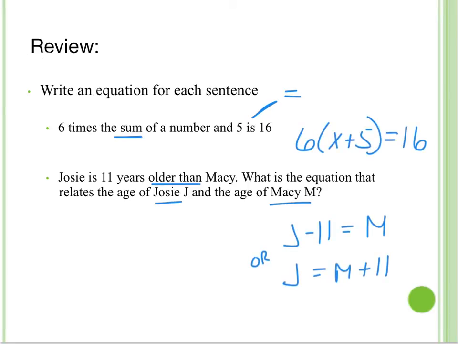As you can see, I've put my two answers here. 6 times the sum, again, that's a total, of a number, x, and 5 is equals 16. And in the second one, Josie is 11 years older than Macy. So Josie minus 11 is going to equal Macy's age, or Josie is going to equal Macy plus 11 more years. So either one of these would work.